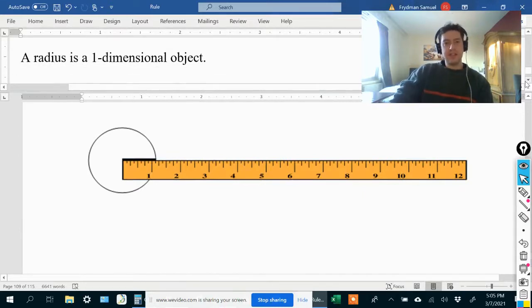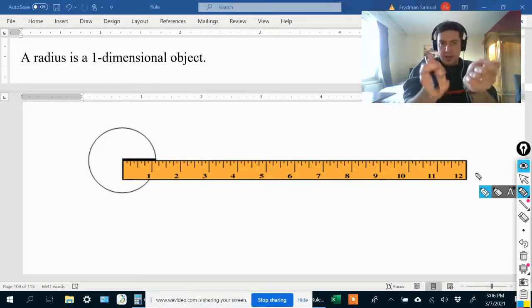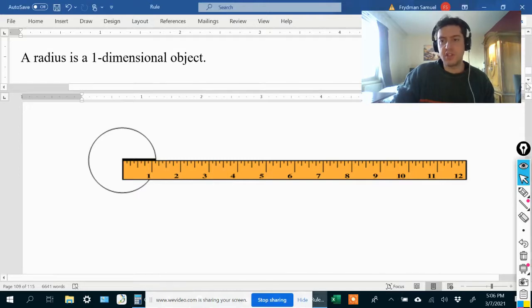So a radius is a one-dimensional object. Remember, the radius is a straight line from the center of a circle to any point on its exterior. And another way that I like to talk about one-dimensional objects, sort of informally, I'll say that a one-dimensional object is something that can be measured with a ruler. So if I wanted to just measure the length of this radius with a ruler, I could do that, no problem. I could take this ruler over here, I could put it up to the radius of the circle, and then I could measure it, okay? So a radius is one-dimensional.